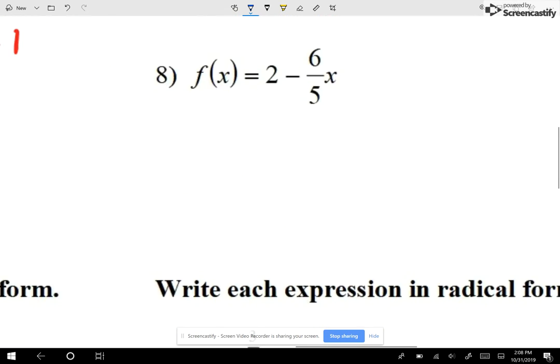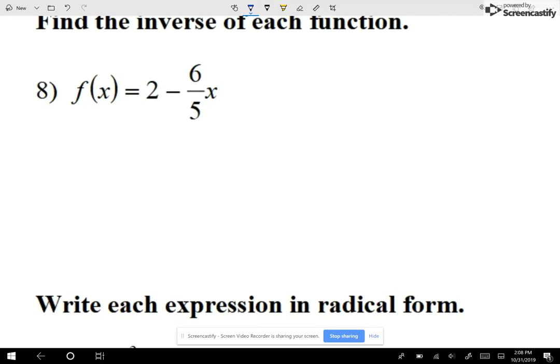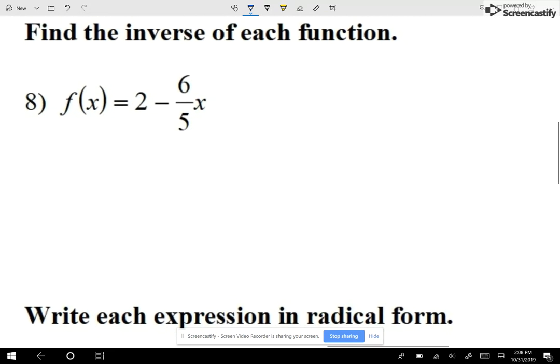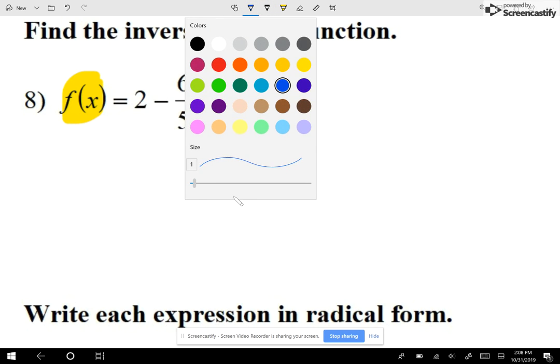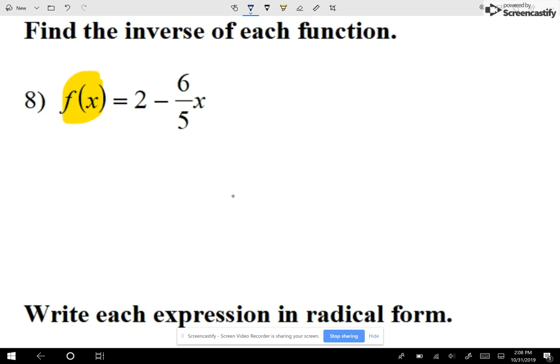I'll take a look at question number 8. I'm going to do the inverse of this function. First of all, this f of x could be f of x, g of x, whatever value that I give you guys, change that to a y. So I'm going to call this y equals 2 minus 6 over 5x.